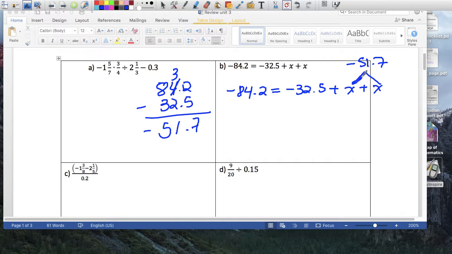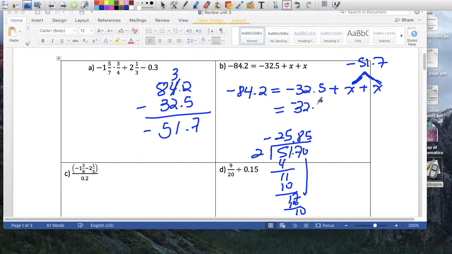So because I know these two have the same value, all I have to do is divide 51.7 by 2, and I'll know the value of each of my variables, which are both equal. So 51.7 divided by 2: I get 2, 4, 5, 10, put a decimal over here, 17, 8 goes 17, 8 times, which is 16, 1 left over, bring a 0 down, it's going to be 5. So negative, by the way. So it's going to be negative 32.5 plus negative 25.85 plus negative 25.85, right? So all these three numbers added together gives me negative 84.2. So that is one way you can do it.